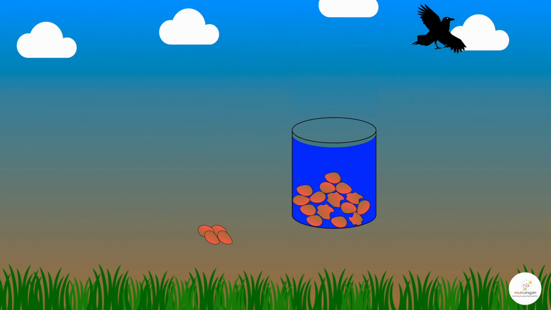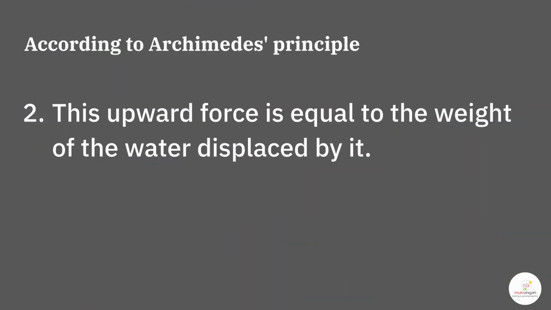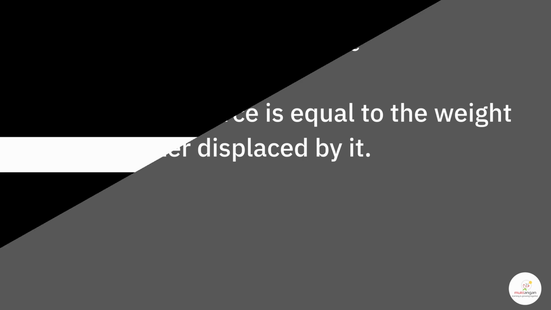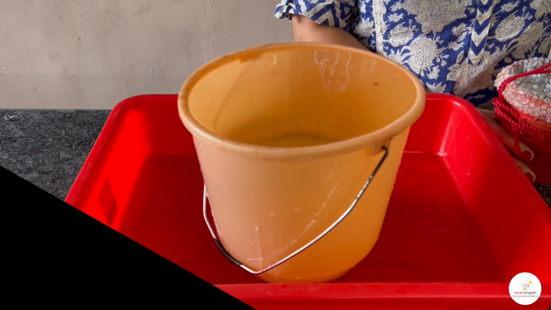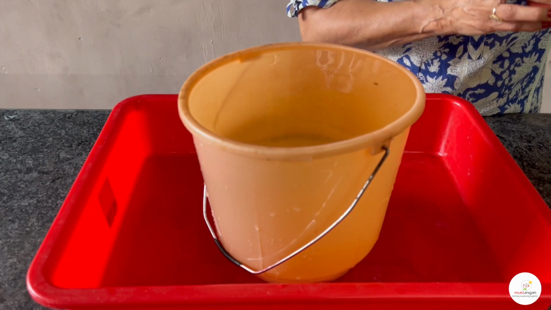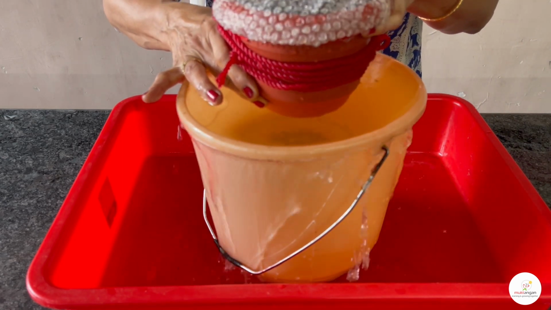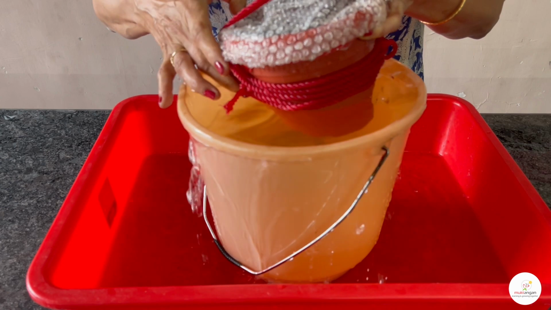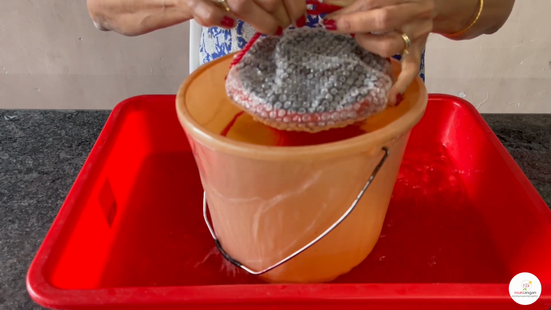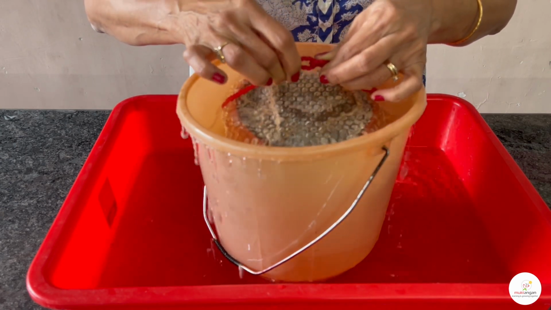This is a perfect example of the second statement of Archimedes' principle, which reads: the upward force is equal to the weight of the fluid displaced by it. Keeping this story in mind, let's do an activity to prove this statement. This is the same bucket that I used before. I am immersing it in the water. As you can see, the water is flowing out of the bucket. What it means is that it's getting displaced.